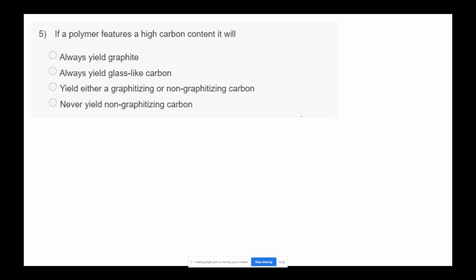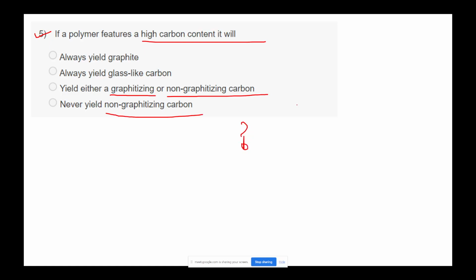Okay, now the next question is: if a polymer features a high carbon content, will it always yield graphite, or always yield glass-like carbon? Like, if any polymer has a high carbon content, will it always yield graphitizing carbon, or never yield non-graphitizing carbon? You should know what graphitizing and non-graphitizing carbon are. So can anybody guess what it could be?